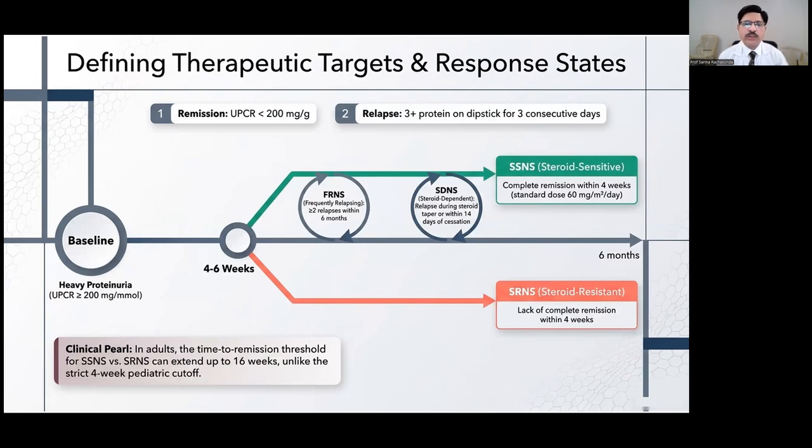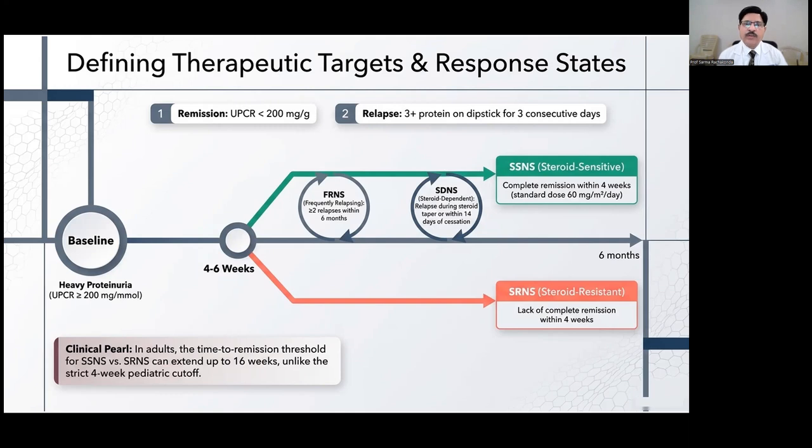Then you give 4 to 6 weeks. You have exposed the patient to steroid. Remission has occurred. That means it has become 1 plus or trace. That is the remission. Then it relapsed. That means 3 plus protein on dipstick on 3 consecutive days is called relapse. Remission is 1 plus or traces protein on 3 consecutive days after 4 to 6 weeks of steroid therapy. So, okay, it remitted. Then again the relapse occurred.